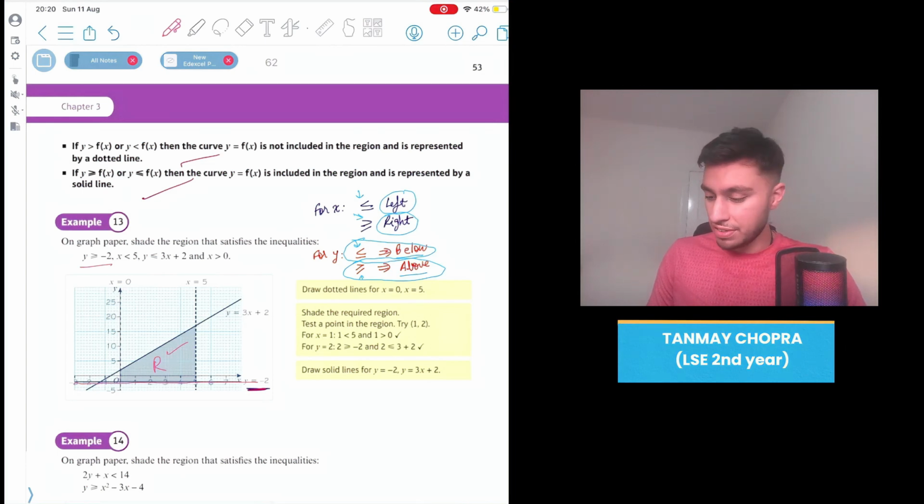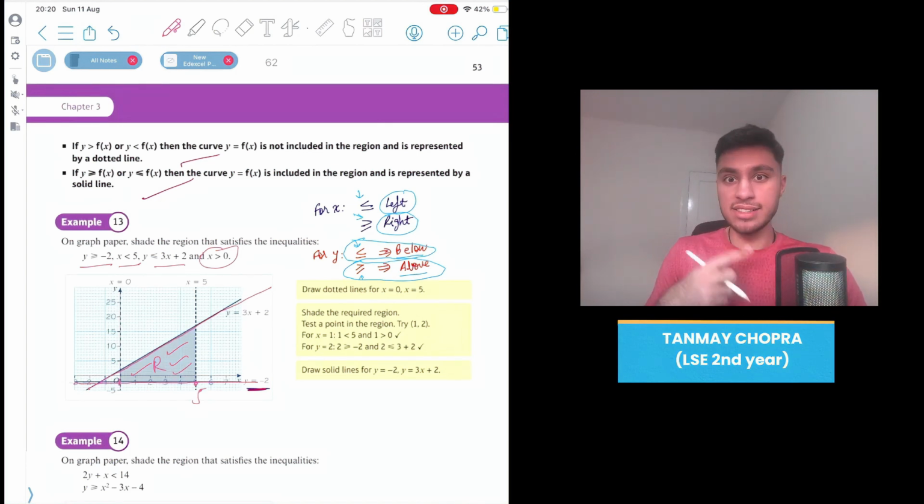Are we on the left of 5? Here is your 5. So yes, we are on the left of 5. So that's satisfied. Are we below 3x plus 2? That's the 3x plus 2 line. Are we below it? Yes, we are. Are we on the right of x is greater than 0? This is your x is 0, so we are indeed on the right of it. So we can see that this region satisfies all the inequalities, and that's really what we want.